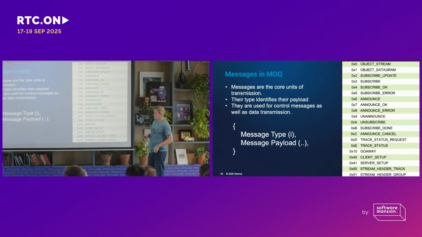The messages in MOQ, so MOQ is moving messages. These messages are objects. So the objects can be either the payload that you're moving or control objects. They are set up in a special bidirectional stream, and there's a message type and a message payload. And here's a list. I'm not going to go into all of these. You can read the spec today. But if you're familiar with pub/sub systems, you subscribe, you publish, you announce, you do setup handshakes. It's not that complex.